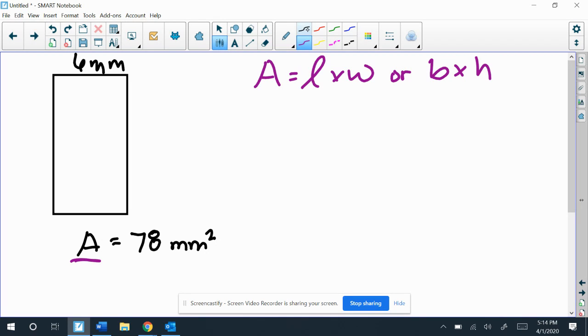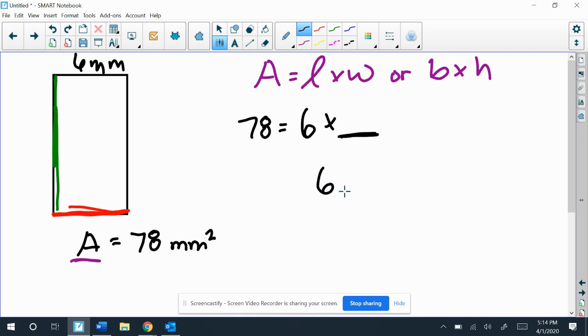What we have here is a base of 6, and we have a length of something. So let's plug in what we know. We know area is 78, and we know our length is 6, but we do not know what our width is. Well, if you know your math facts, you can do 6 times what equals 78. If you're not sure on your math facts, let's just do the opposite. We're going to divide it.